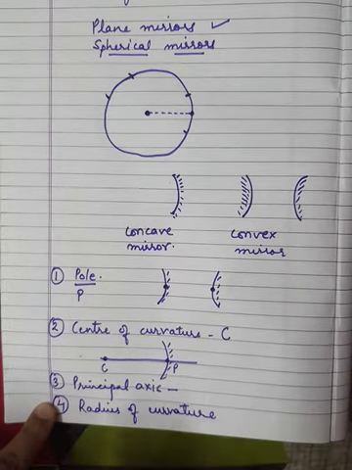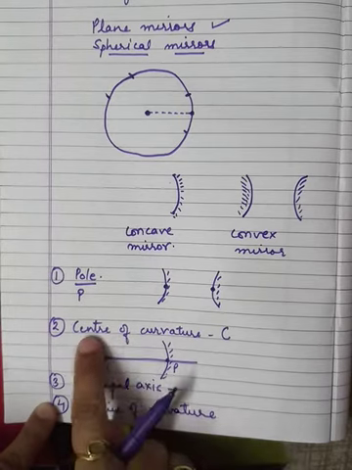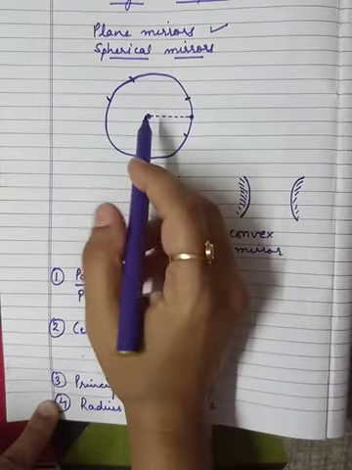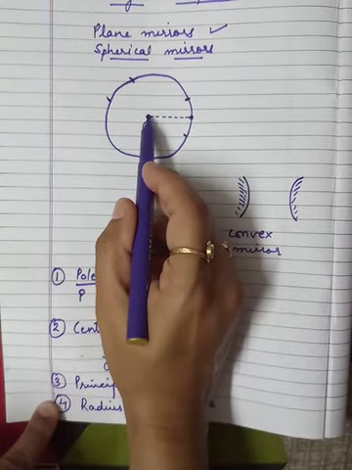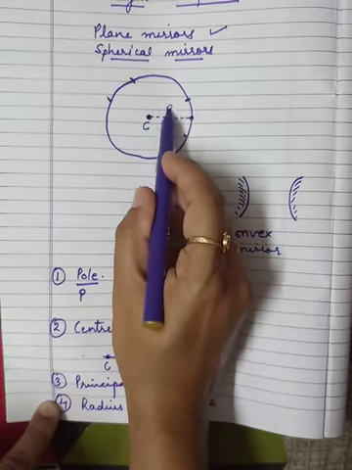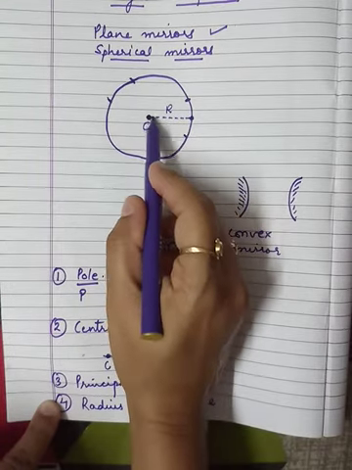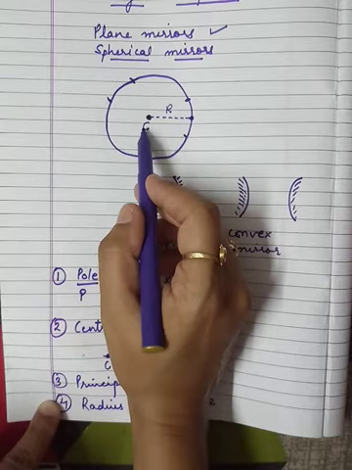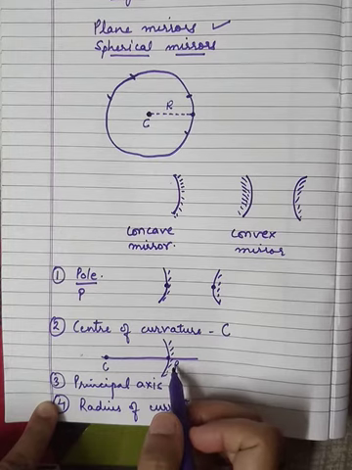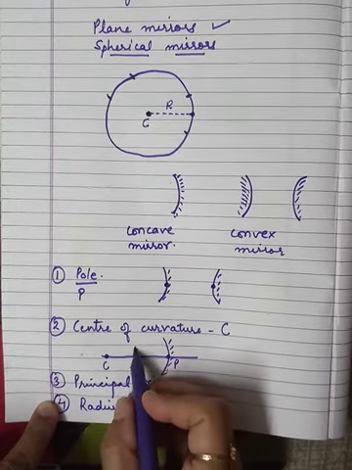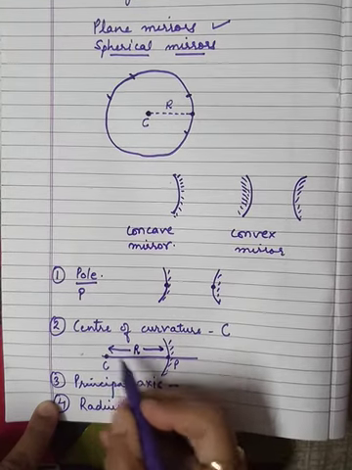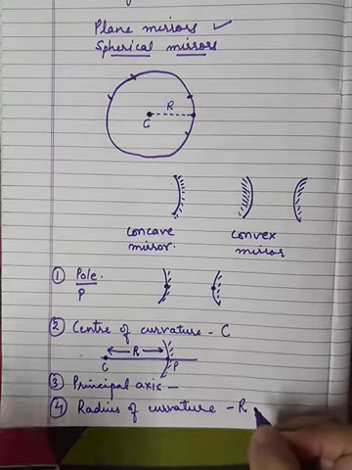Radius of curvature is similar to center of curvature. The curvature is the same, and the center of curvature was this C, and the distance from this to this is known as the radius. That is the radius of curvature. So the distance between the center of curvature and the pole is called the radius of curvature, and it is represented by capital R.